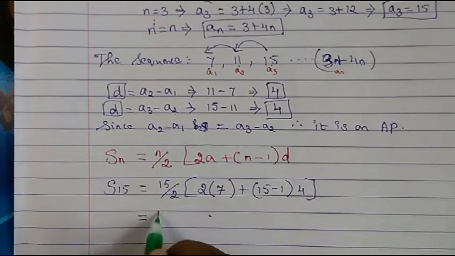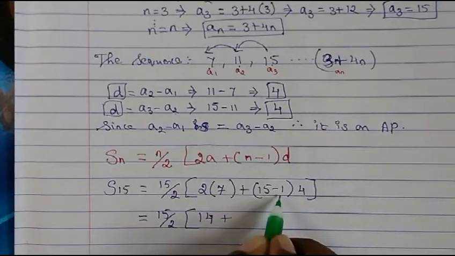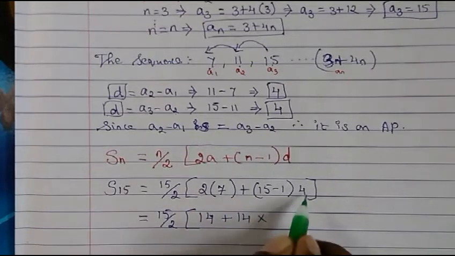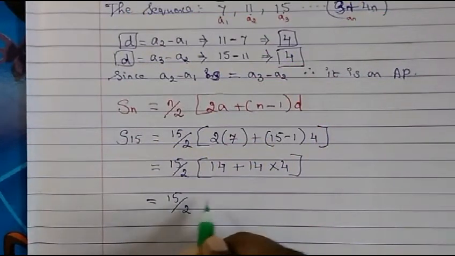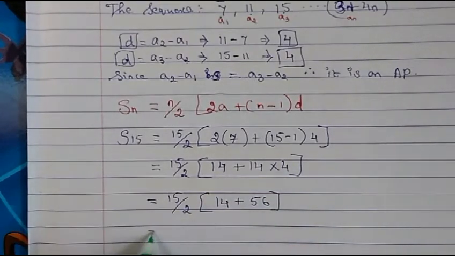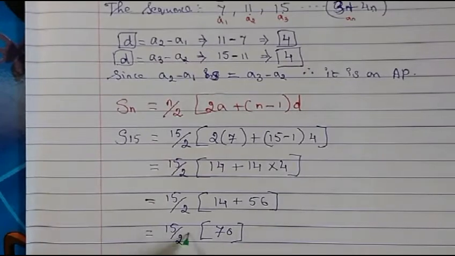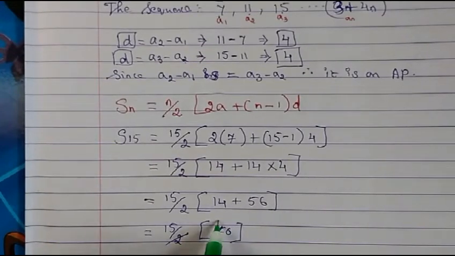So 15 upon 2, 2 sevens are 14, plus 15 minus 1 will give us 14 into 4. So 15 upon 2, 14 plus 14 into 4 will give us 56. So 15 upon 2, 14 plus 56 is 70. Then if you divide, we get 15 into 35.